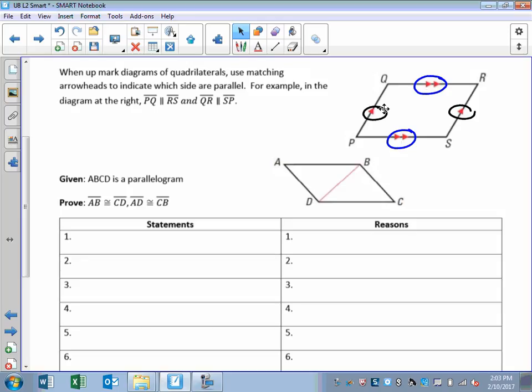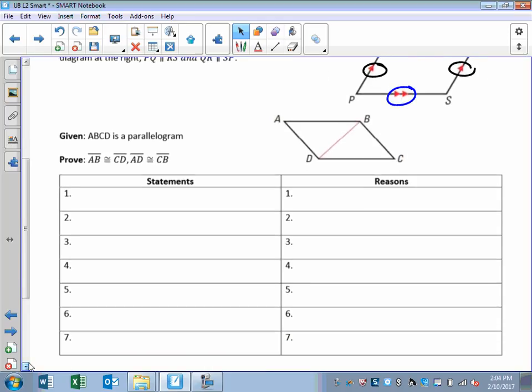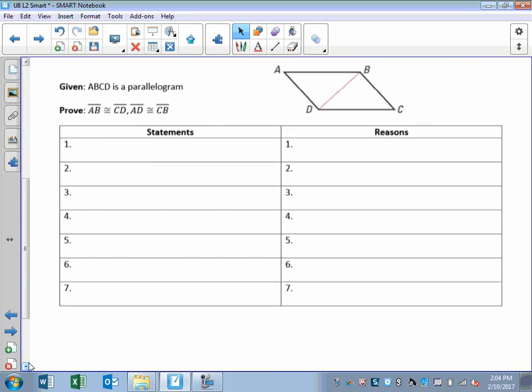Now we're going to jump right into this with the proofs. We are given ABCD is a parallelogram. Prove that segment AB is congruent to segment CD and that segment AD is congruent to segment CB. So as we know, the first reason is always given. That's an easy place to start.